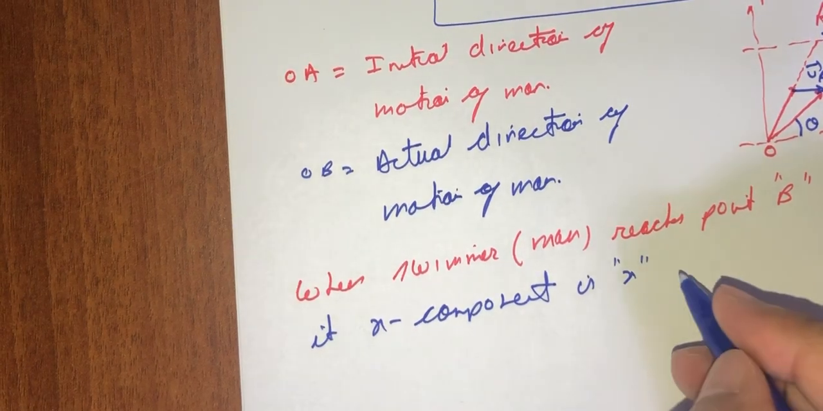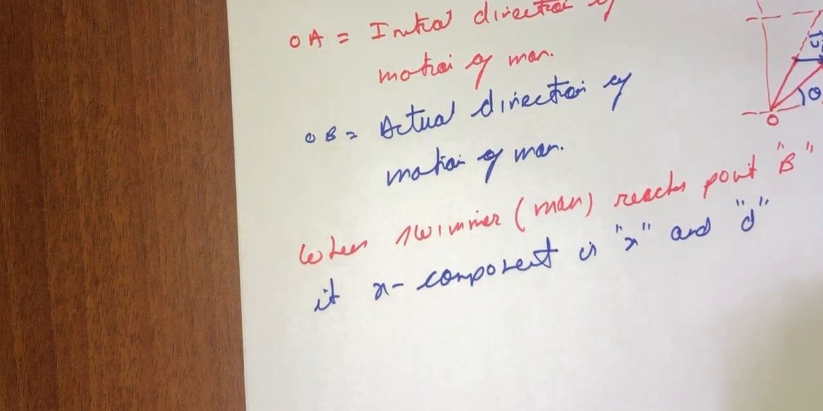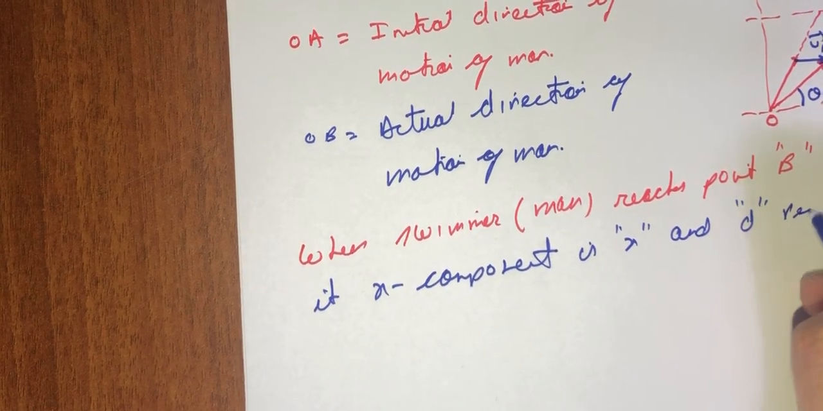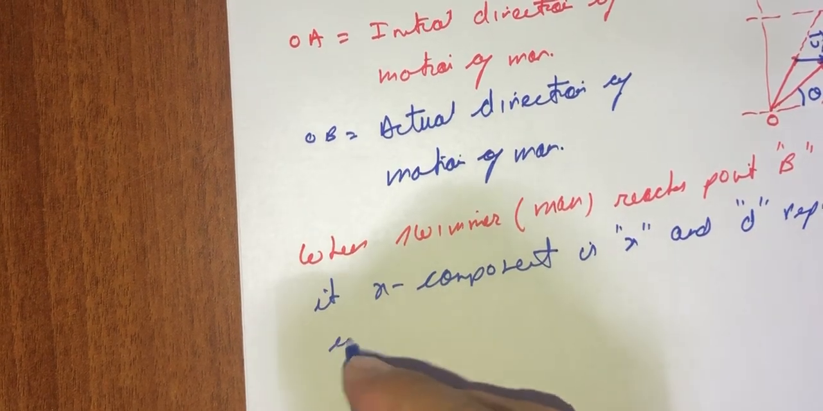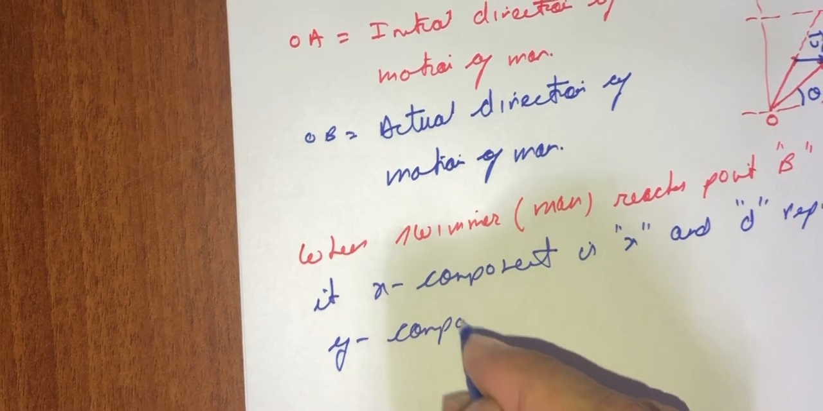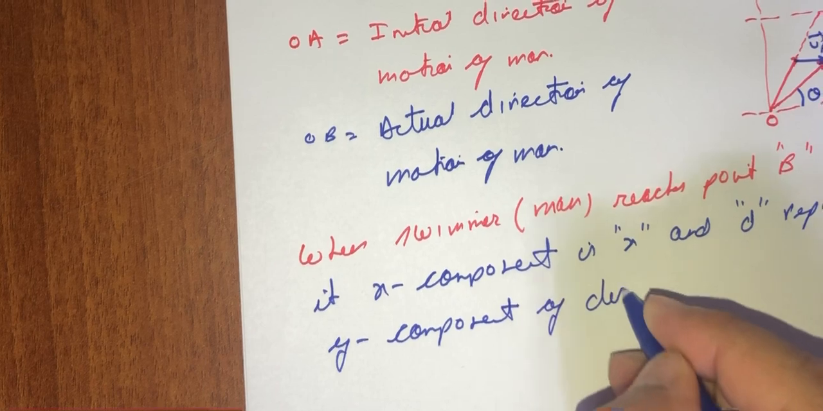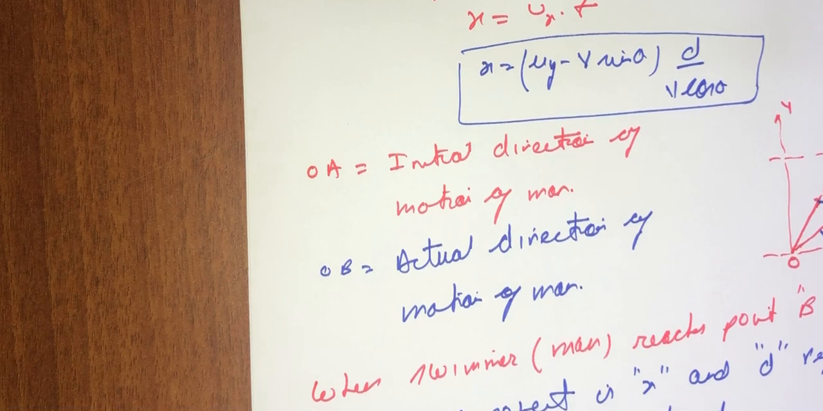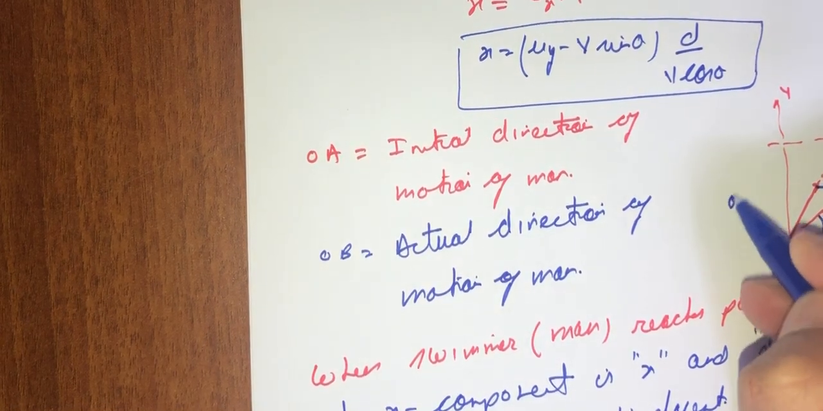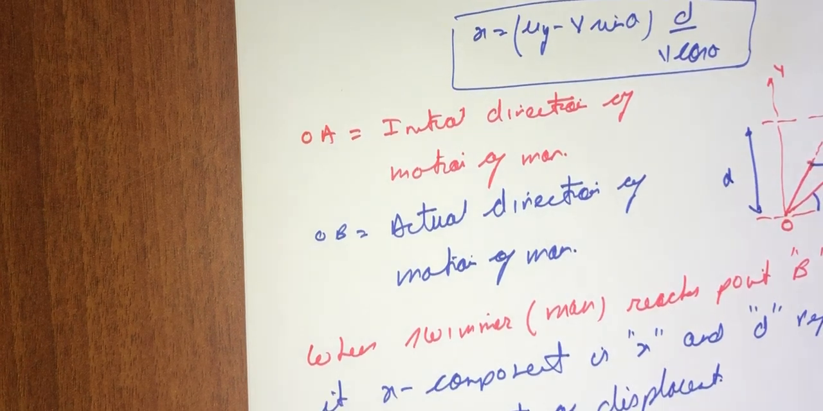and d represents the y component of displacement. So in this case d will be the y component of the displacement, that is the width of the river, okay, and x will be the x component.